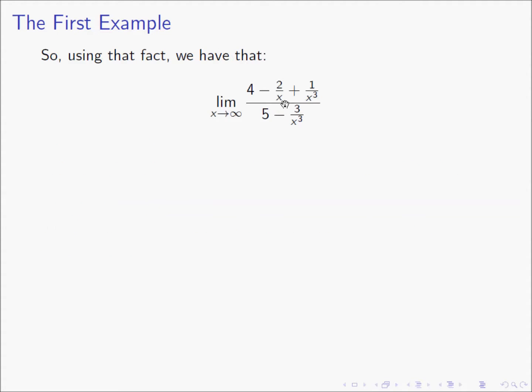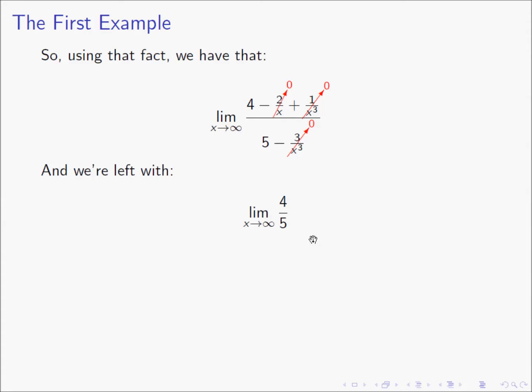So, for example, it means that this term here will approach 0. This term also will approach 0, and this term also will approach 0. So the limit of this function is 4 over 5, because everything else becomes 0. And the limit of a constant is a constant, 4 over 5. And that's the final answer.